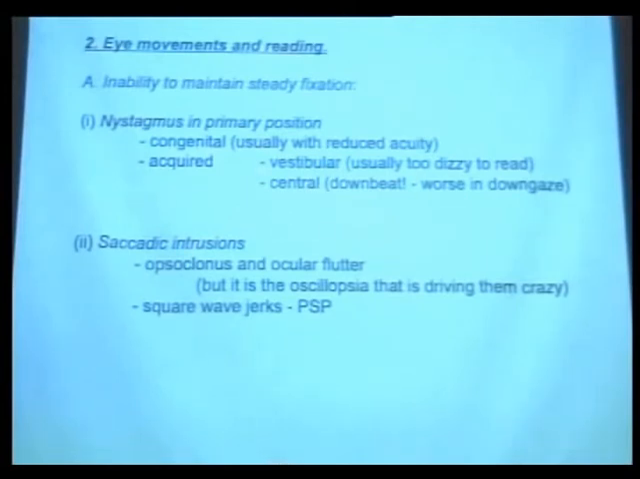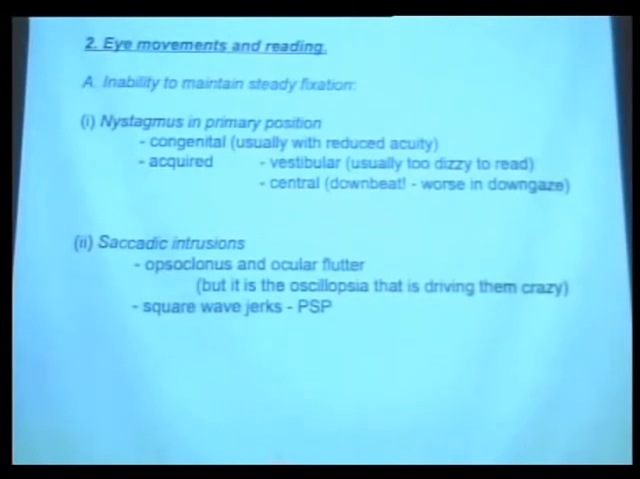If it's on a vestibular basis, they're usually too dizzy to read anyway and throwing up. They don't complain of reading problems. But central disorders may be a bit more subtle. Those subjects may not notice the oscillopsia so much. They may notice only something's funny about their reading. And the classic example is downbeat nystagmus, because downbeat nystagmus often is worse in downgaze, which is where you're trying to read.